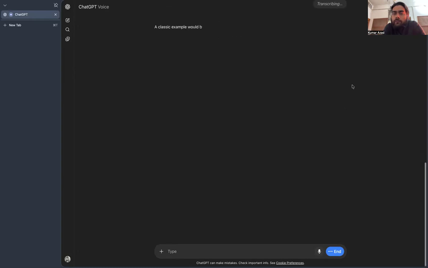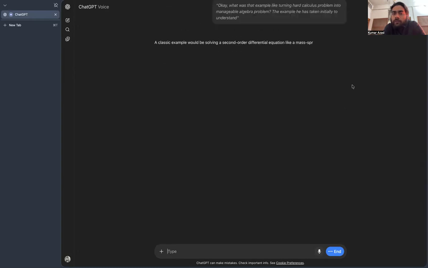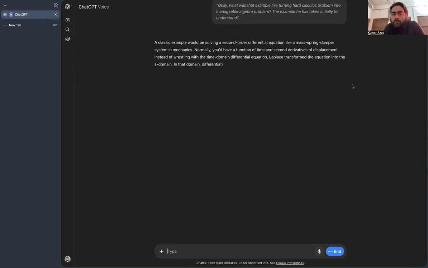A classic example would be solving a second order differential equation like a mass spring damper system in mechanics. Normally, you'd have a function of time and second derivatives of displacement. Instead of wrestling with the time domain differential equation, Laplace transformed the equation into the s domain. In that domain, differentiation becomes simple multiplication by s, and you just solve a straightforward algebraic equation. Once you've solved that, you use the inverse Laplace transform to return to the time domain and get the actual solution for displacement.